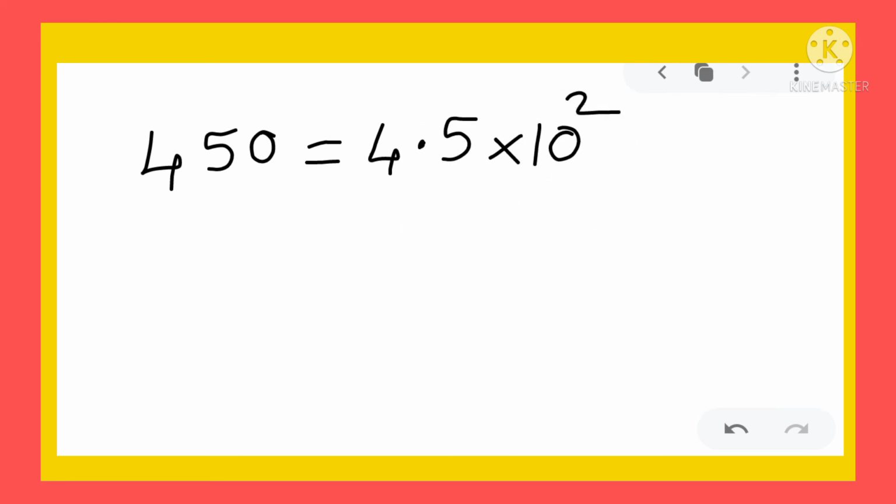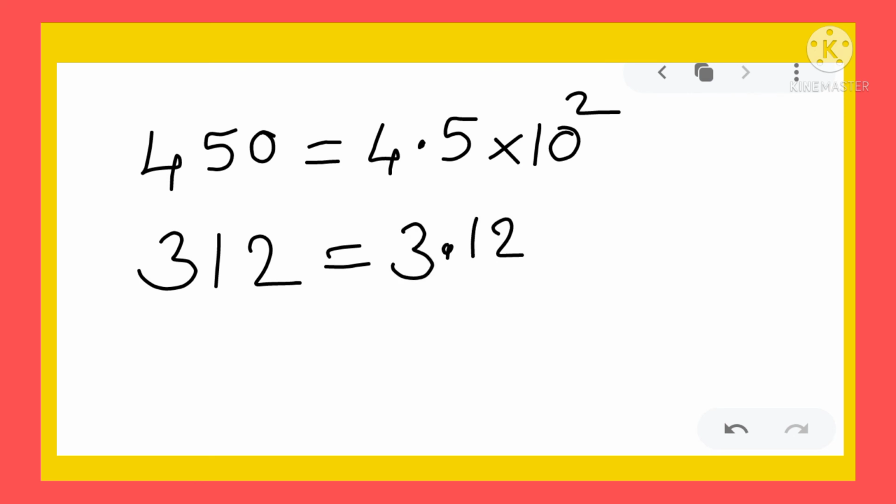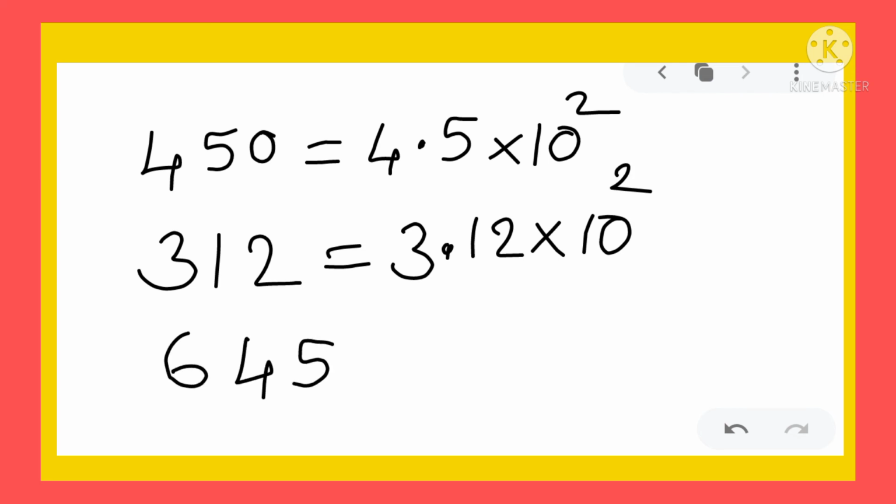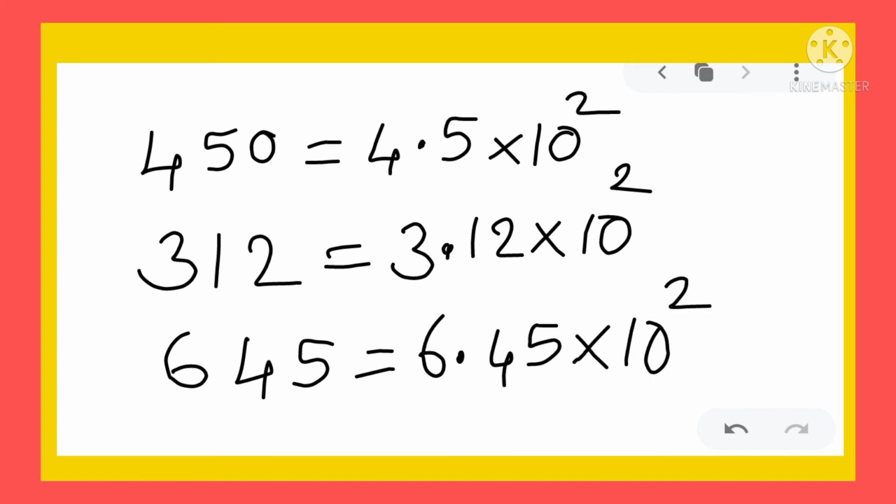of 10. Another one, 312. This same case, 3.12 into 10 square. 645: 6.45 into 10 square. Here we can see that if we want to put the number after the first digit and we want to move a decimal, so there are 2 numbers. After that decimal, we want to write the power as 2.